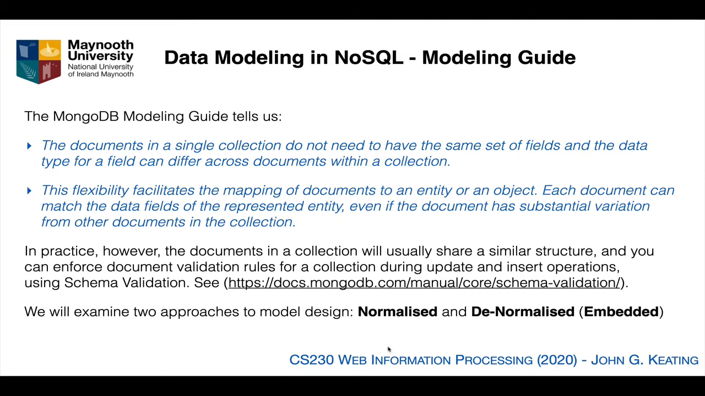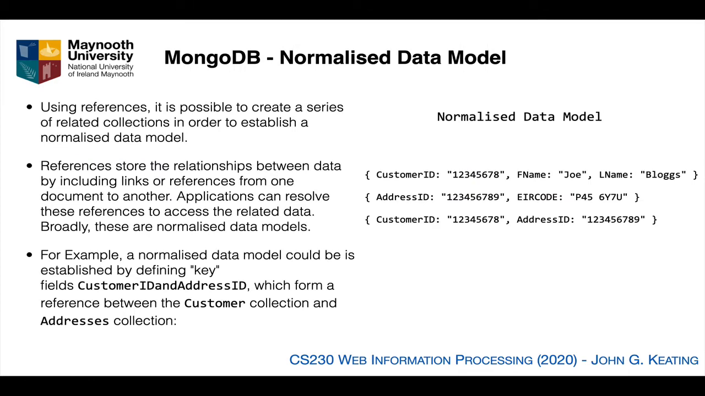Okay. So we're then going to look at two approaches to designing data models in NoSQL. Unsurprisingly, it's the normalized and the denormalized or embedded approaches to model design. Let's first and foremost look at the normalized model, and that uses references. Using references, it's possible to create a series of related collections in order to establish a normalized data model. References store the relationship between the data by including links or references from one document to another, and then applications can resolve the references to access the related data.